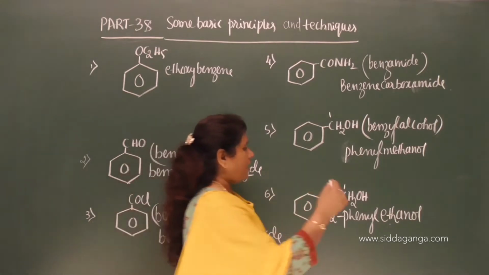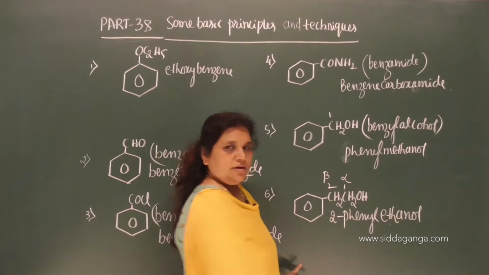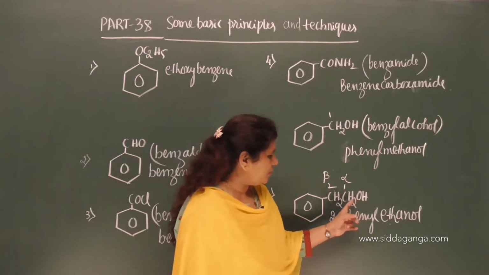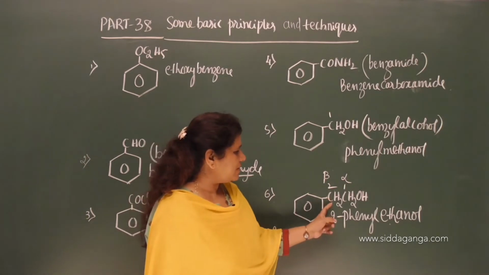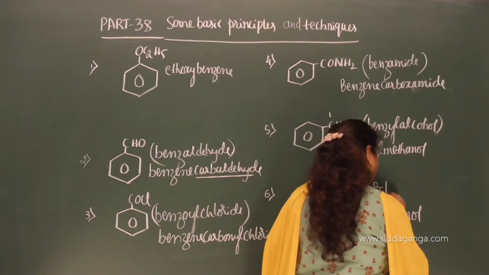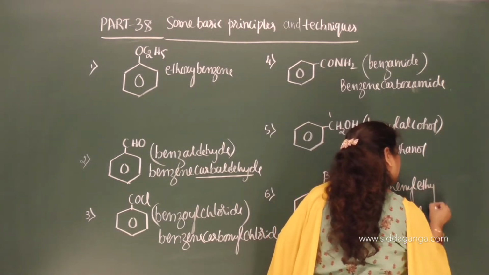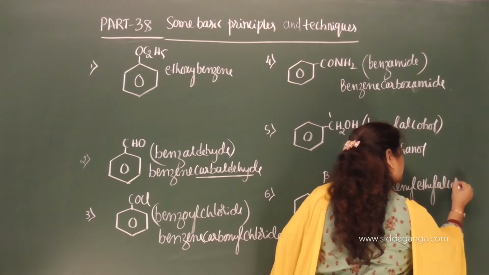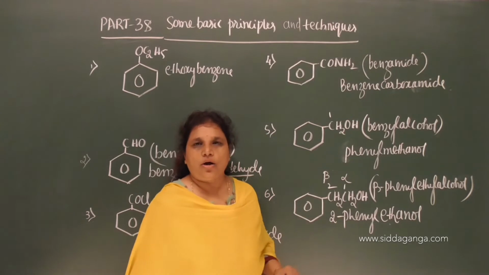Then what is the common name? This is the alpha carbon and this is the beta carbon, correct? Because the carbon next to the functional group is called alpha, and this is beta. Beta phenyl ethyl alcohol is the common name.